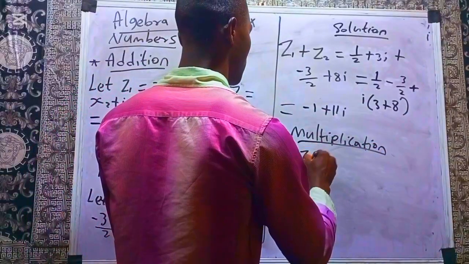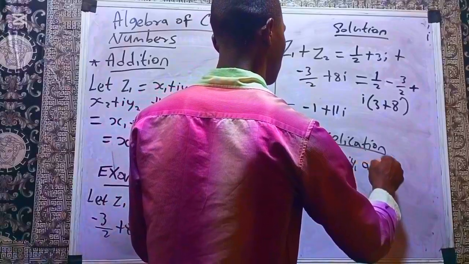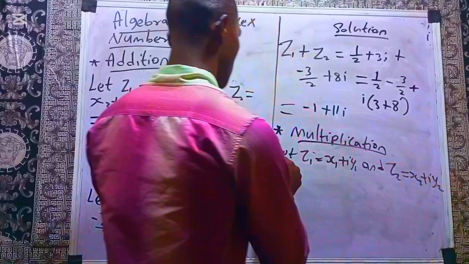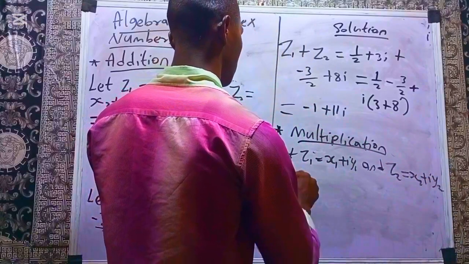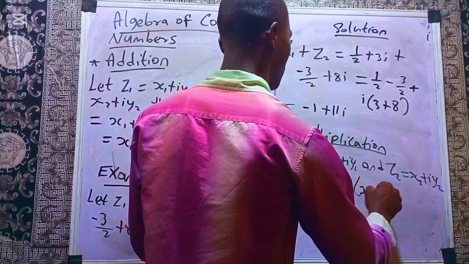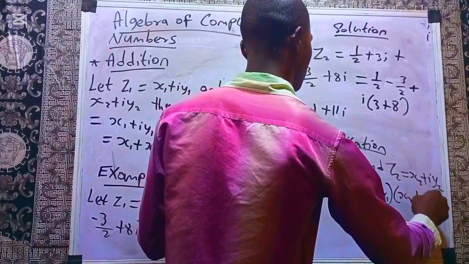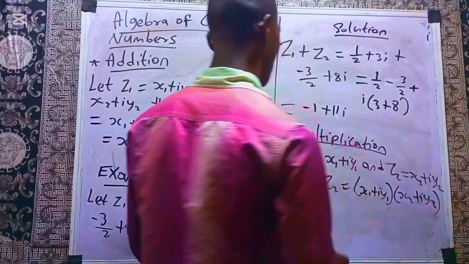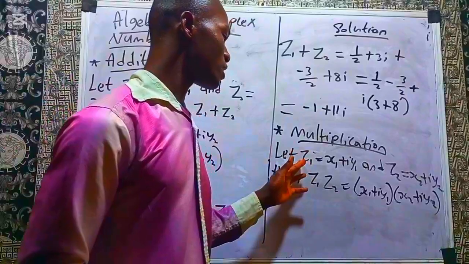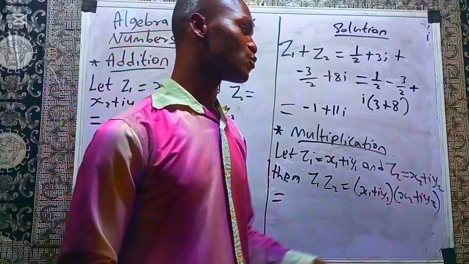Let z1 be equal to x1 plus iy1, and z2 be equal to x2 plus iy2. Then z1 z2 will be equal to x1 plus iy1 multiplied by x2 plus iy2. So given two complex numbers, the first one z1 equal to x1 plus iy1, the second one z2 equal to x2 plus iy2.